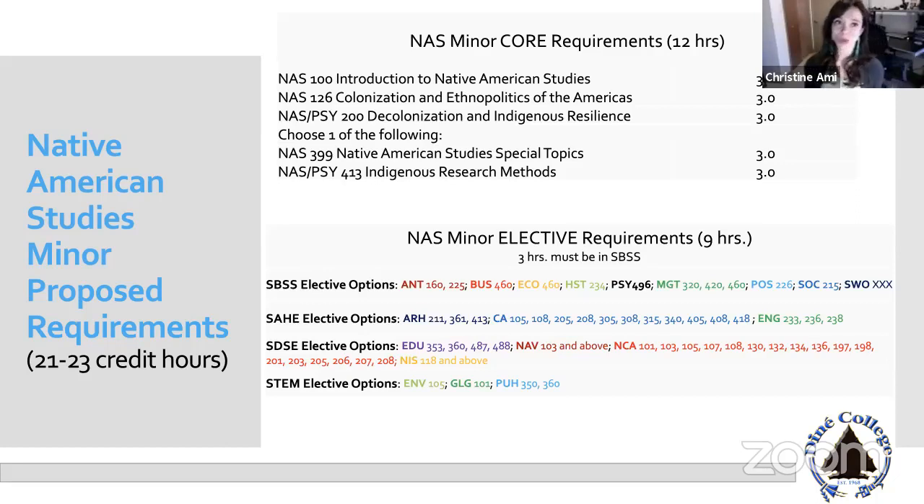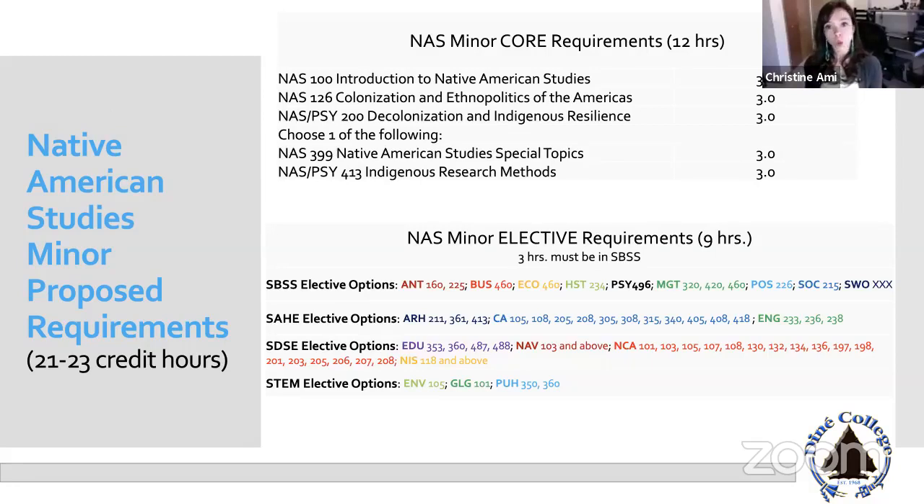So here's the nitty gritty, and this is really what we're trying to take a look at and work through within our advisory teams, as well as to get community input. What is the breakdown in terms of the minor and what it would include for students to actually become credentialed and graduate with this Native American Studies minor.